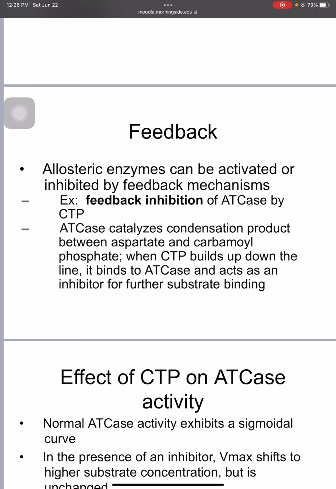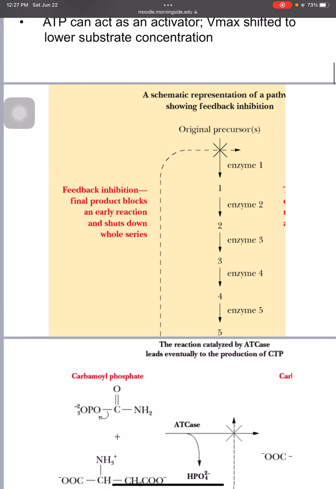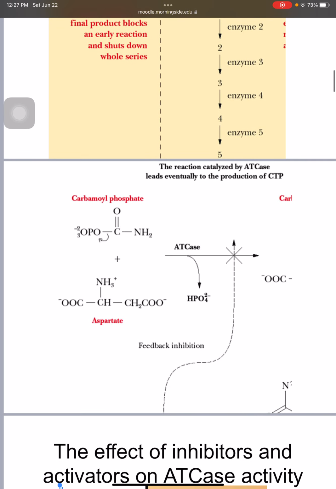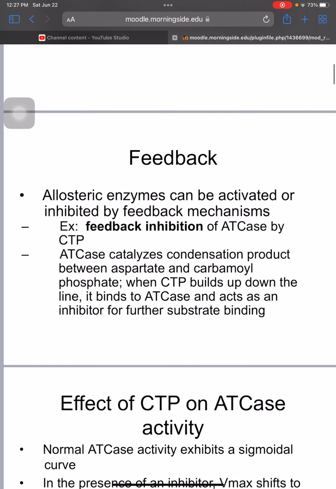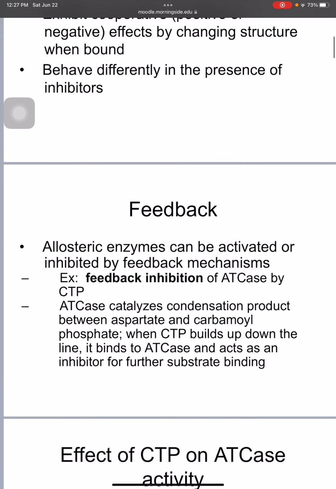ATCase. This is one that we mentioned back in the last chapter. We said ATCase was a non-Michaelis-Menten enzyme, and it is. It's an allosteric enzyme. Its purpose was to promote this reaction. Again, as I always say, sorry for the iPad cutting off photos, but look for this picture in your PowerPoint on your computer or in your book. Basically, it catalyzes this reaction, a condensation reaction between aspartate and carbamyl phosphate.